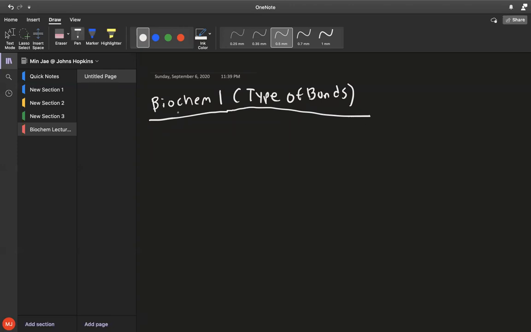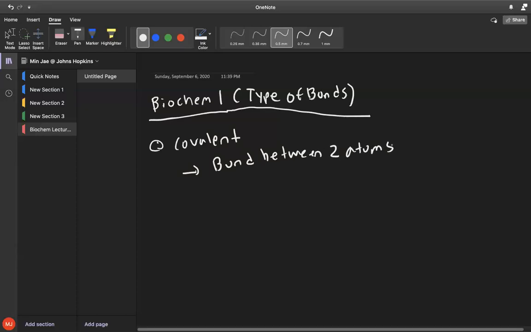So today we'll talk about the types of bonds. There are the main bonds that we're interested in, versus a covalent. Covalent is a relatively strong bond between two atoms that share electrons. Now, there's a separate category of bond, which is not really a bond, but more of an interaction. They're called non-covalent.